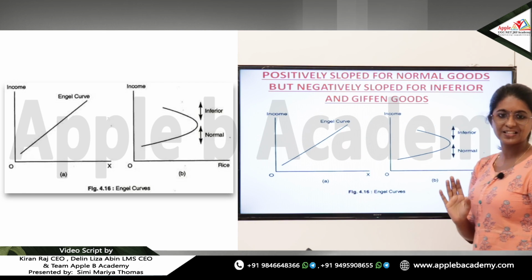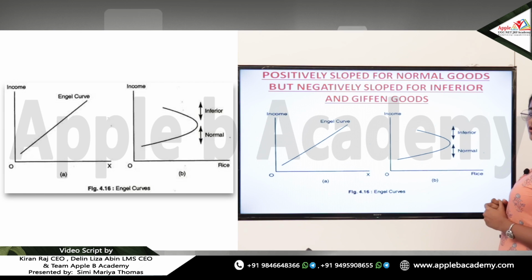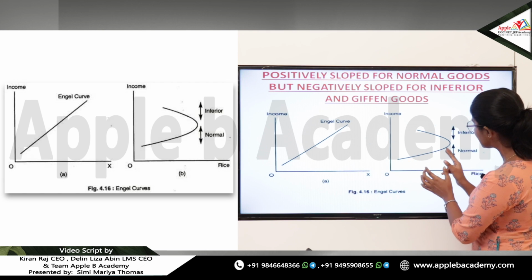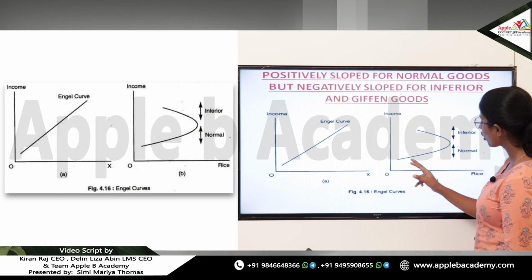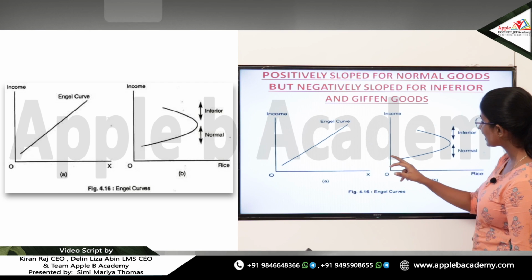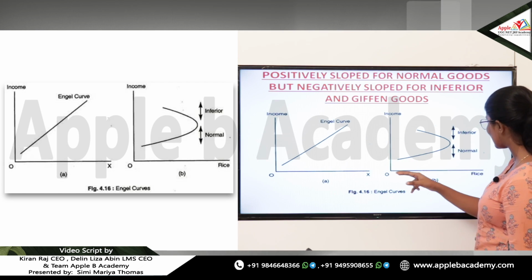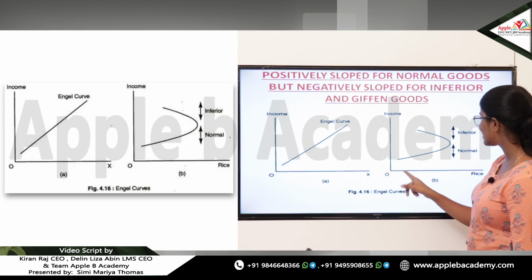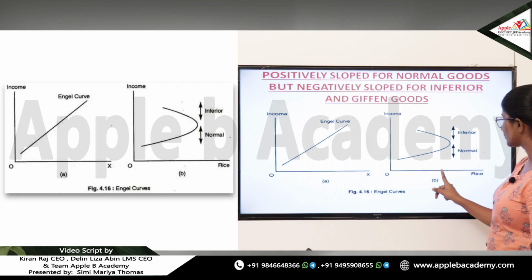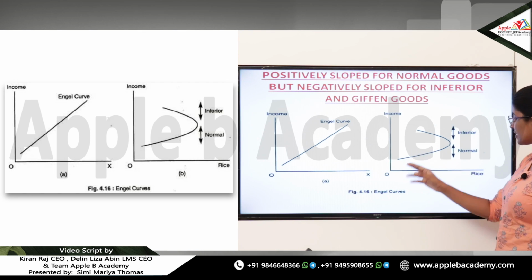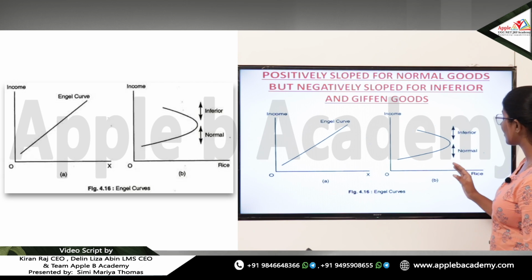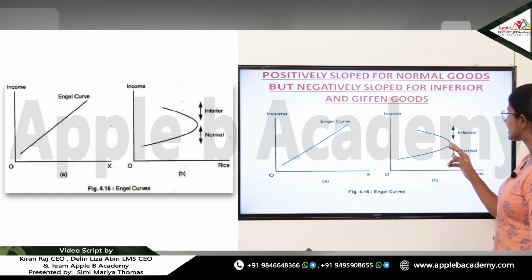So it is a positively sloping curve. But when it comes to inferior goods or Giffen goods, this figure shows a combination of normal goods and inferior goods. Till this point, this is a case of a normal good. Here the y axis is denoting the income and the x axis is denoting the good, rice. When the income is increasing, the consumption of rice is increasing more and more. Therefore, rice being a normal good, when income increases, consumption of rice increases, and it is positively sloping.